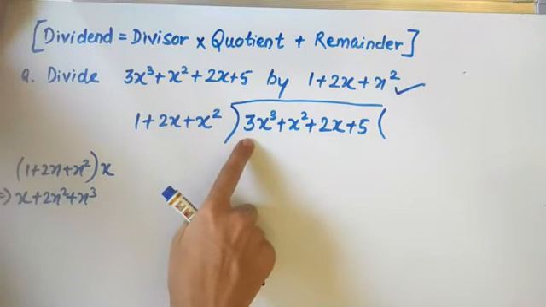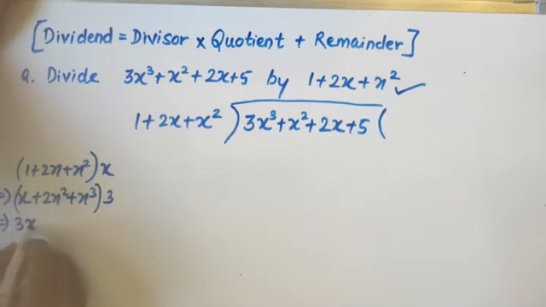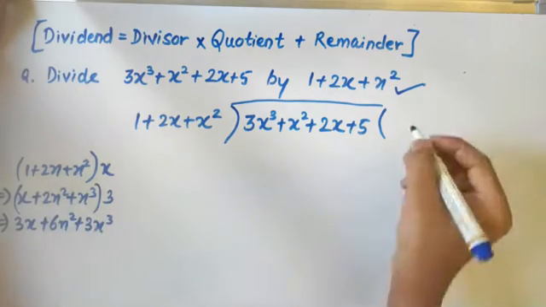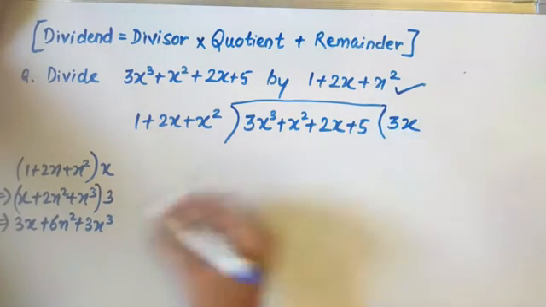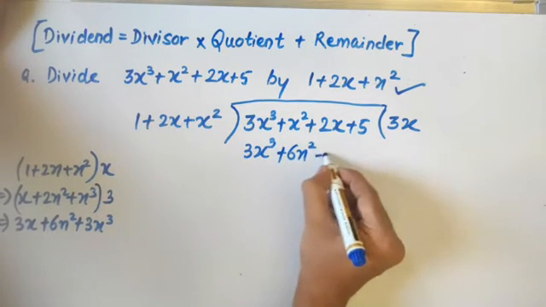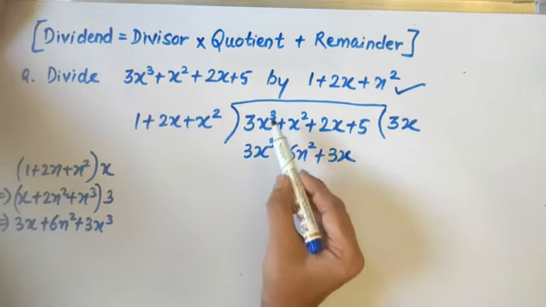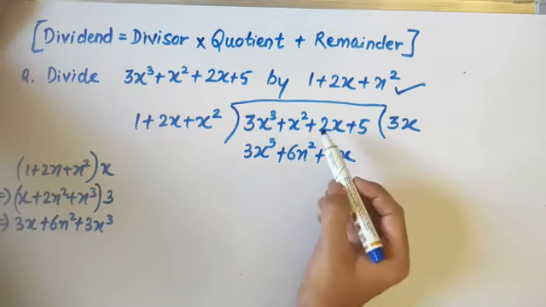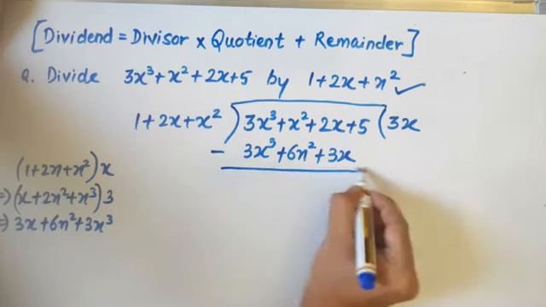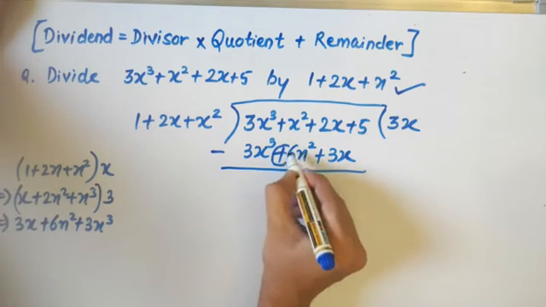What we need here is 3x cube. So we'll again multiply by 3: 3x plus 6x square plus 3x cube. So what have we multiplied by? 3x. So 3x cube plus 6x square plus 3x. You must notice that I have placed the same terms below each other. It has x cube, so I have placed x cube below it. It has x square, so I have placed x square below it. It has x, so I have placed x below it. On subtracting, the signs of the lower terms have to be changed. So the plus becomes minus.